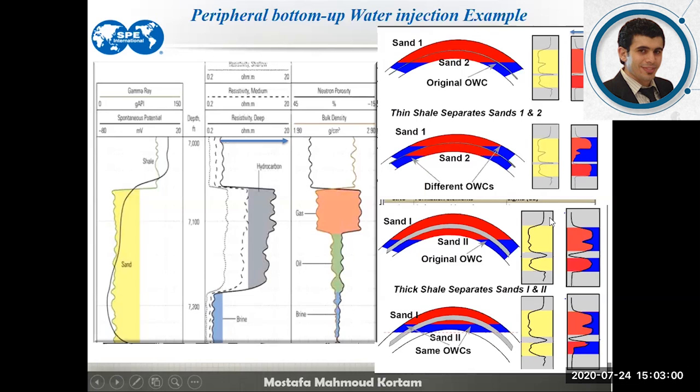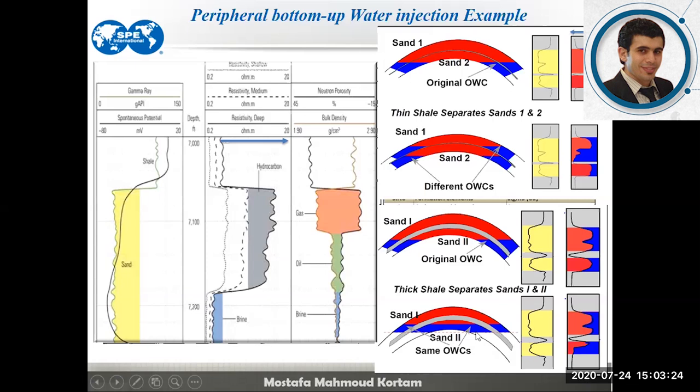So this is if you have a layering effect in your reservoir, and this is one of the problems that would reduce the efficiency of the water injection. While this form is just explaining how the story and the situation would be if you have a water up.